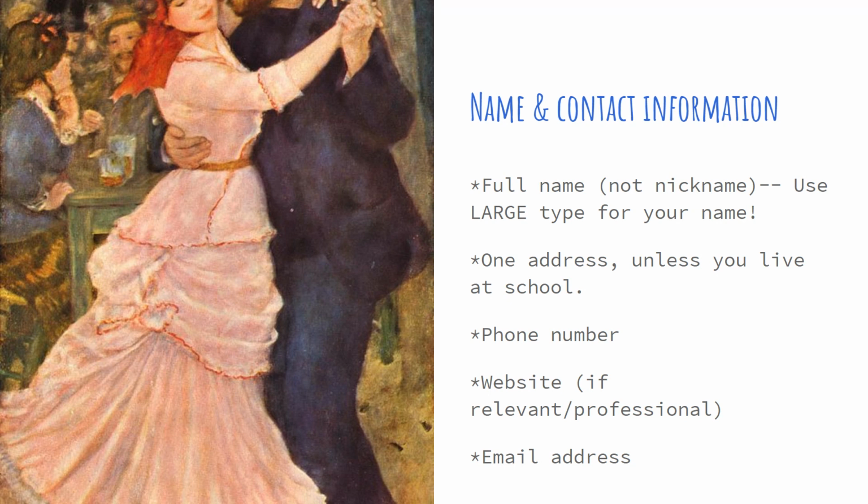You want to include your full name. You don't have to put your middle name. You can put an initial if you feel fancy like that. You can use a large type for your name. Usually people will put theirs in the header section in the same size font as the rest. You can make it larger, right, to make it stand out. Include one address, unless you live at school and have a different home address. Your phone number, a professional or relevant website if you have one, and your email address, making sure you're using a professional email, not like hot cheeks at Yahoo or something. You can use your school one, a Gmail with your name, something simple, anything of that nature.